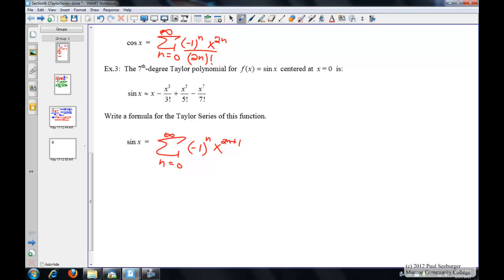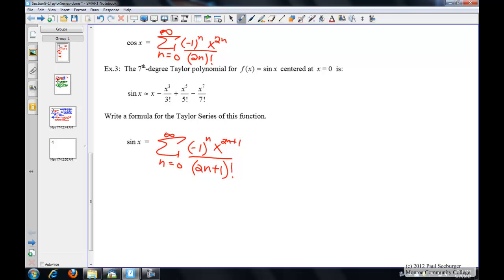So 2n minus 1 was odd. That was a good idea. But we want to just verify that it's going the right direction. So in this case, you put 0 in, you're going to get 2 times 0 plus 1, which will be 1. If you put 1 in, you're going to get 2 times 1 plus 1, which would be 3. If you put 2 in, you get 2 times 2, which is 4, plus 1 is 5, and so on. So you get the odd powers going on up. And then the bottom is just that same number, so it's going to be (2n plus 1) factorial.